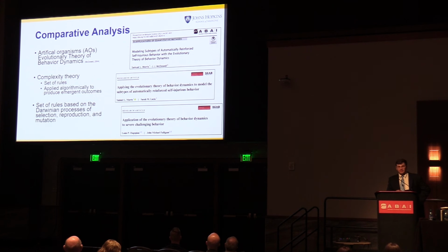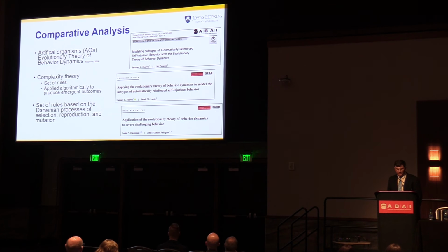Even more direct than some kind of comparative analysis is to actually experimentally try to gain insight into the mechanisms underlying the treatment-resistant SIB. Some have leveraged principles of evolutionary dynamics to computationally model subtype 1 and subtype 2 SIB. We can create artificial organisms animated by McDowell's ETBD to do this. I don't have time to really get into the operation of the theory at length today, but I can give you a brief 30,000-foot overview.